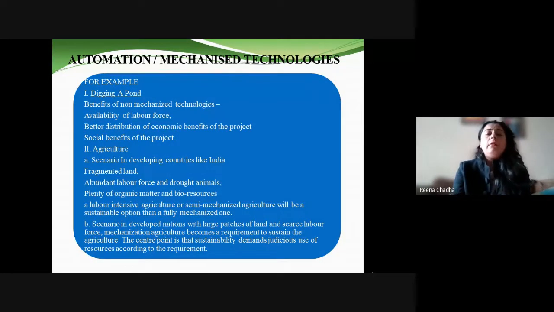Then whether there is abundant labor force available and whether there are draught animals available, then organic matter or bioresources are available in nearby areas, then you should club it with your agricultural practices. You should go for organic farming rather than chemical based farming or fertilizer based farming. So all those things determine how much automation and mechanization you should incorporate in a project.